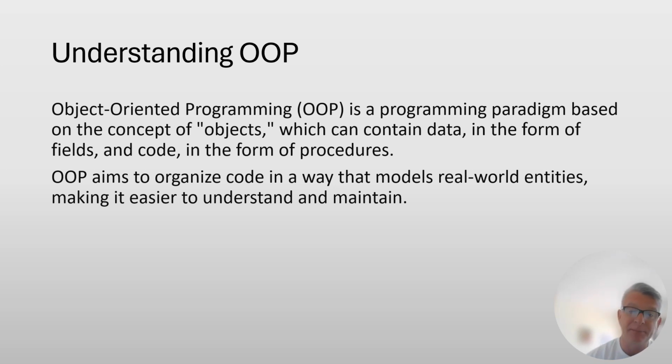So OOP is a programming paradigm based on the concepts of objects, right? And objects contain data, in the form of fields, code, and procedures, and everything that we just talked about earlier. Declaration of variables, those are going to be our instance variables. Our functions are going to turn into methods that make the object do things. And the good thing about OOP is it helps organize your code in a way that models real world entities. So when we write code, we're writing to build an object, right? You have objects interacting with objects, and that's what programming really starts moving into.